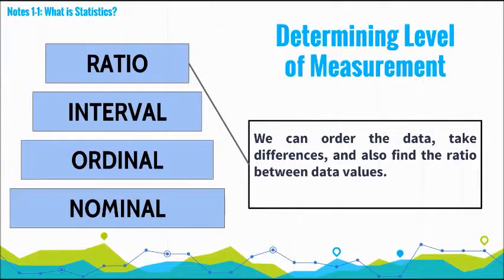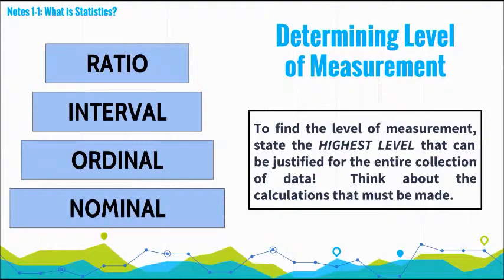Again, the difference between interval and ratio: with intervals we can just take differences. We can't do any more with it. But with ratios, we can take differences and we can find ratios between two data values. All right. So hopefully this makes a little bit more sense. And when you're determining the level of measurement, you're trying to find the highest level that you can justify.